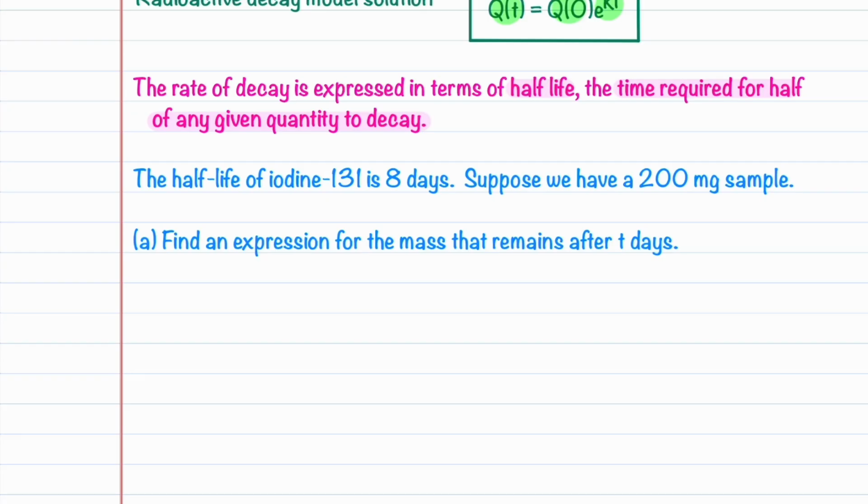Let's now look at the radioactive decay of iodine 131. We're told that the half-life of iodine 131 is 8 days, and we are to suppose that we start with a 200 milligram sample. We want to first find an expression for the mass that remains after t days. We'll start by letting Q be the amount of iodine 131 at time t.